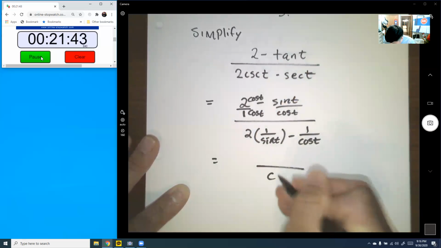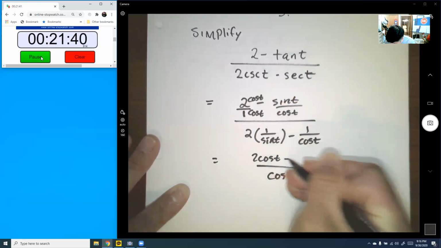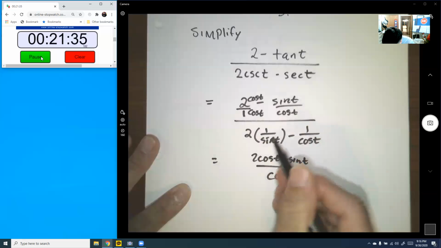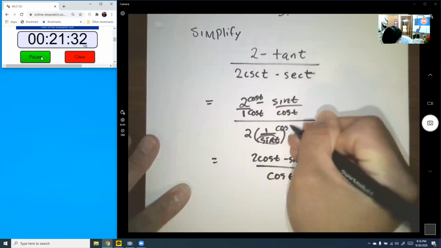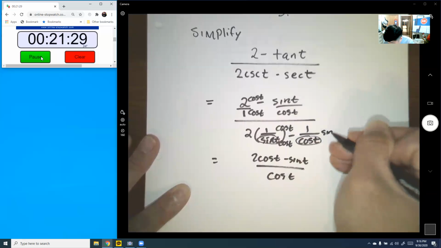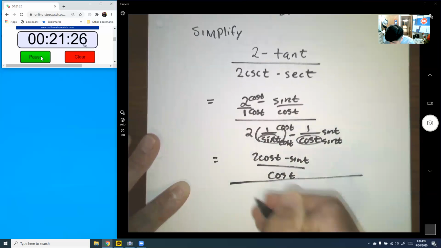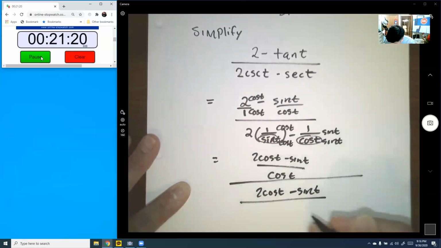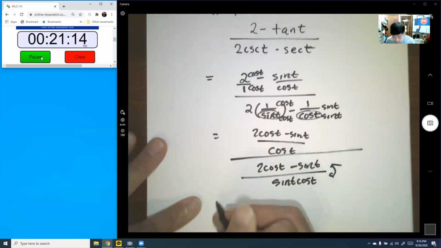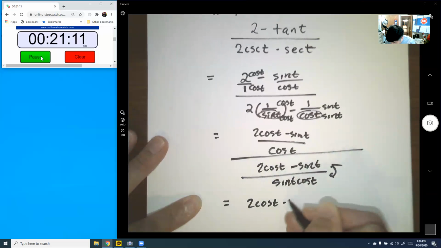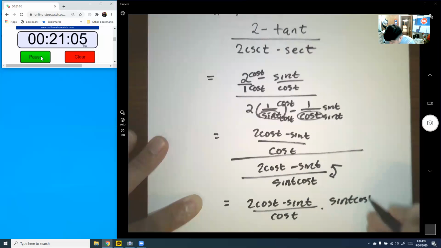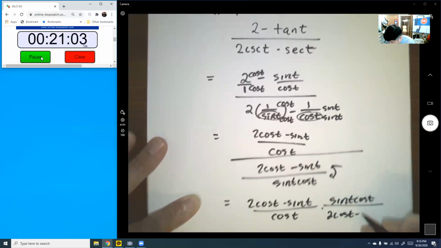So the numerator is now 2 cosine of t minus sine of t, over cosine of t. Then the denominator's least common denominator is sine of t cosine of t, so I'll multiply by cosine of t here and sine of t here. So I have 2 cosine of t minus sine of t, all over sine t cosine of t. Then I'll multiply by the reciprocal. So I have 2 cosine of t minus sine of t all over cosine of t, times sine of t cosine of t all over 2 cosine of t minus sine of t.